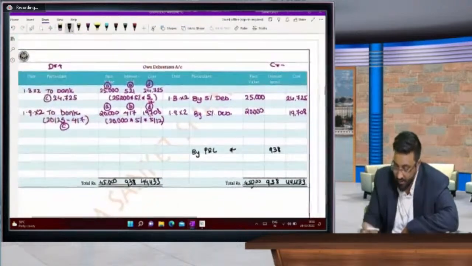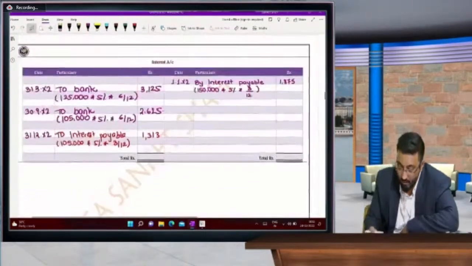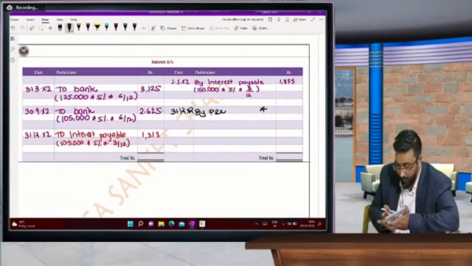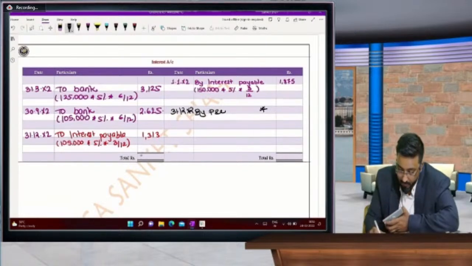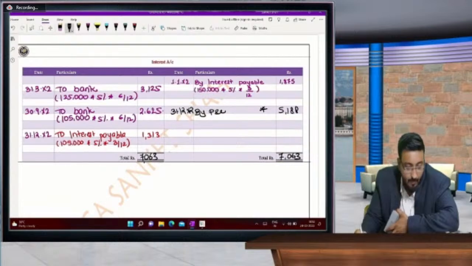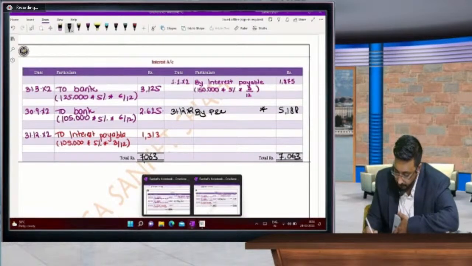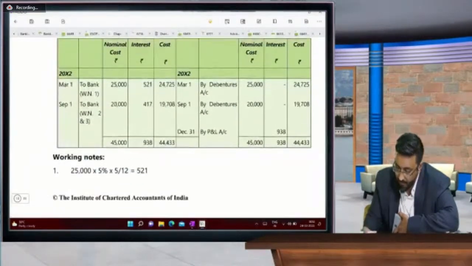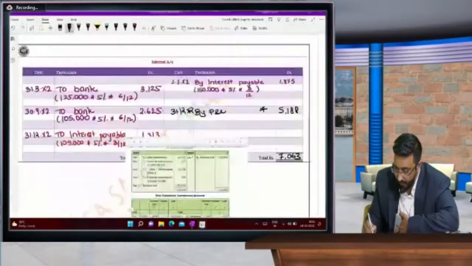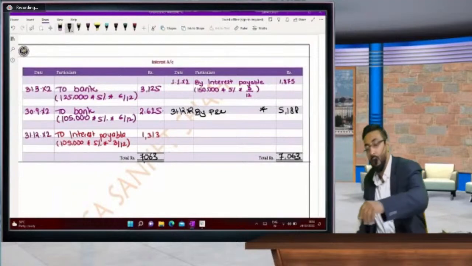This is own debentures. And last but not least, by P&L, $7,063. 5188. See the answer, 5188. Interest account also. Over, my friend.